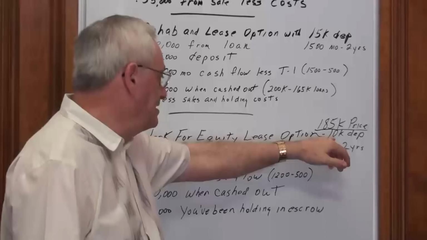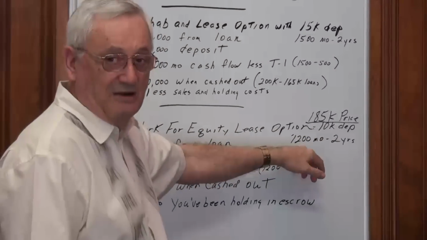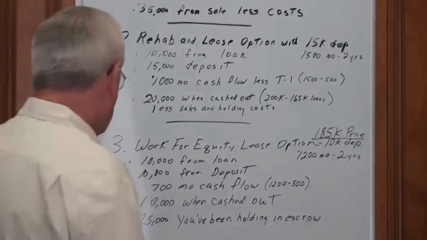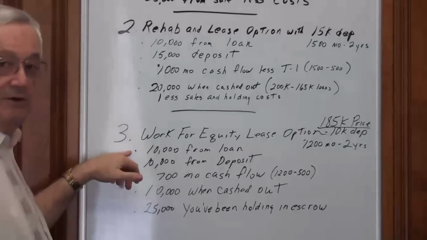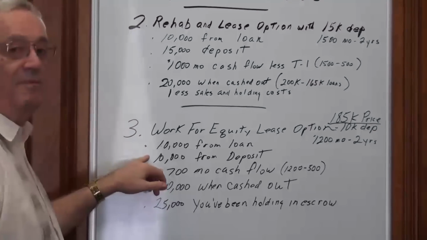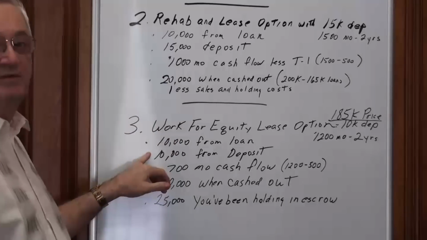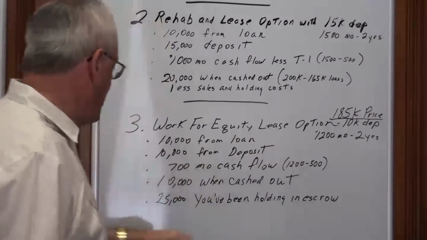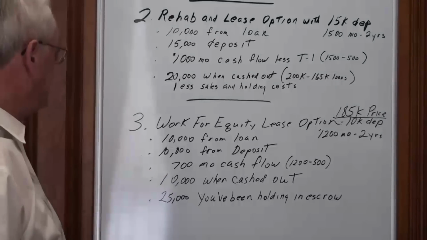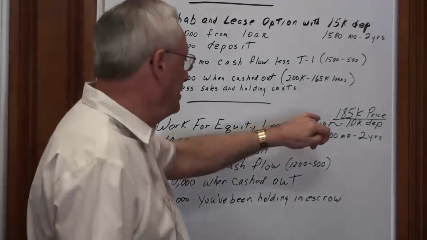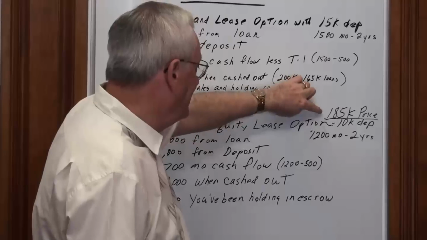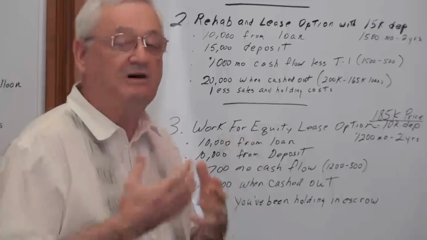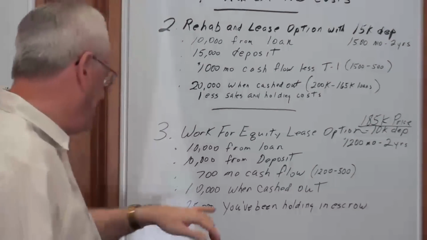So I'm going to get $10,000 up front plus first month's rent of $1,200 as they're signing the agreements with the attorney to lease option the property as is. So I'm going to get $10,000 from the loan, $10,000 from the deposit, $1,200 from the first month's rent, $700 a month cash flow, that's $1,200 minus the $500 payment, and $10,000 when it's cashed out, because they only owe me $175 here, because they gave me 10. I owe out $165, so I've only got $10,000 coming when I'm cashed out.